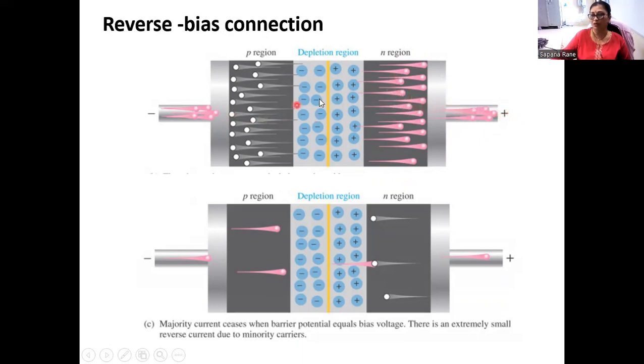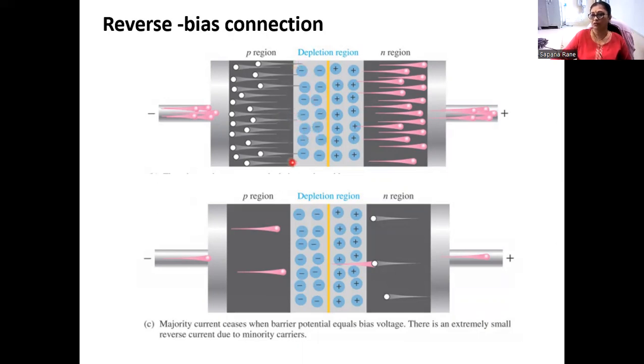away from the junction. And what happens in reverse bias condition, majority charge carriers move away from the junction and they will not be able to constitute any current. So the current flowing through the diode due to majority charge carriers in reverse bias condition is 0.